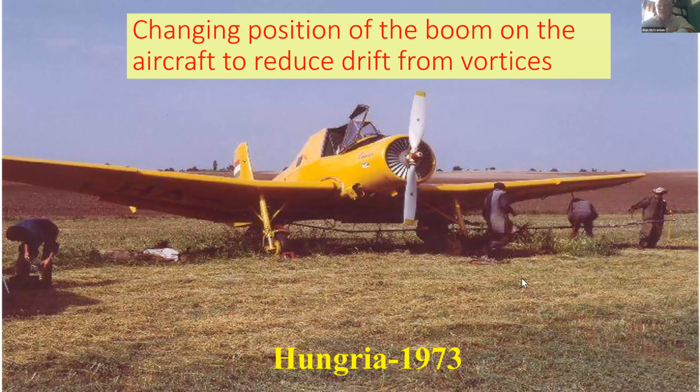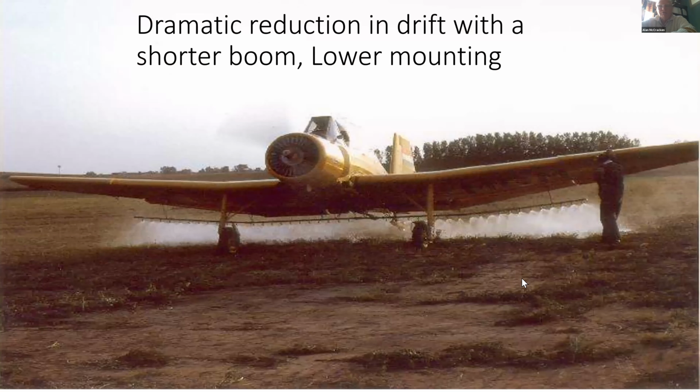Change the position of the boom on the aircraft to reduce drift from vortices. I believe I was the first person ever to do this as far back as 1973 on this Z-37 aircraft in Hungary. The boom was following the trailing edge right out to the point of the wing, and it caused a lot of drift. In fact, drift with a desiccant went 50 miles. Within a few hours, I repositioned the boom in this fashion. You can see it's much shorter. I dropped the boom. There are no nozzles on the fuselage, and we resolved the drift issue.